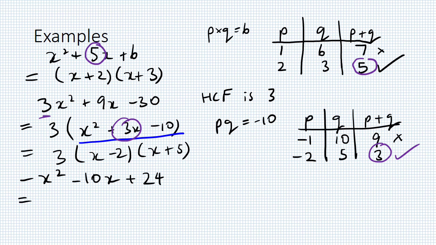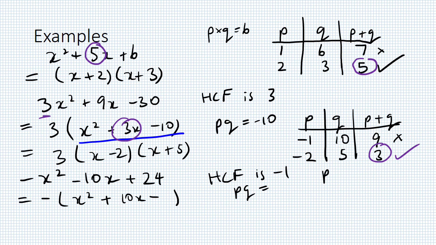So again, the first thing we want to do is look for the highest common factor, in this case minus 1. So we bring the minus out the front, we're left with x squared plus 10x take 12. So our product is minus 12. Again, go through the process. So factors of minus 12, we have minus 1 and 12. The sum is 11, no good.